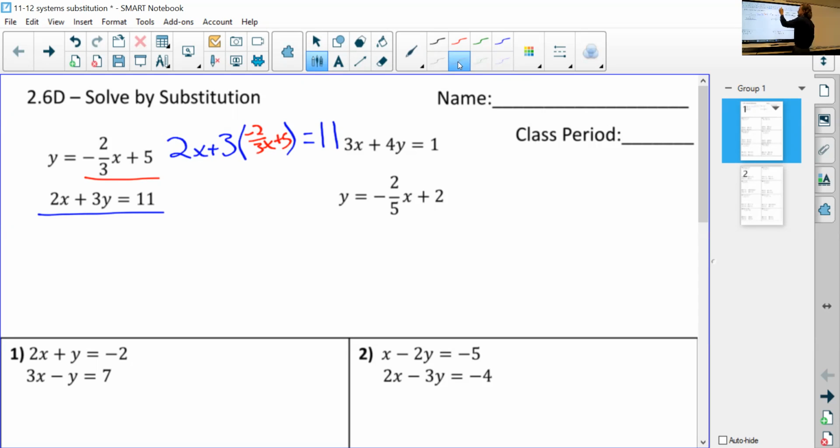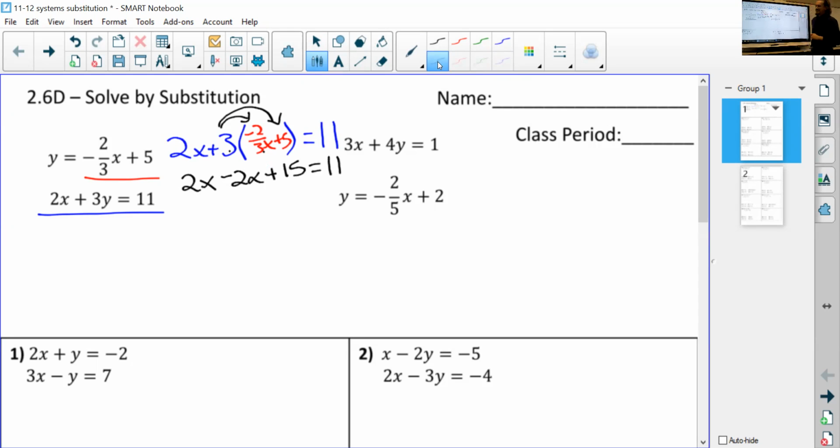So now we distribute like we did yesterday. So be careful with your fractions. 3 times negative 2/3. Well, these 3's would cancel. This 3 out here and the 3 in the denominator. So that's just going to be negative 2x. 3 times 5 is 15. Bring the rest down.